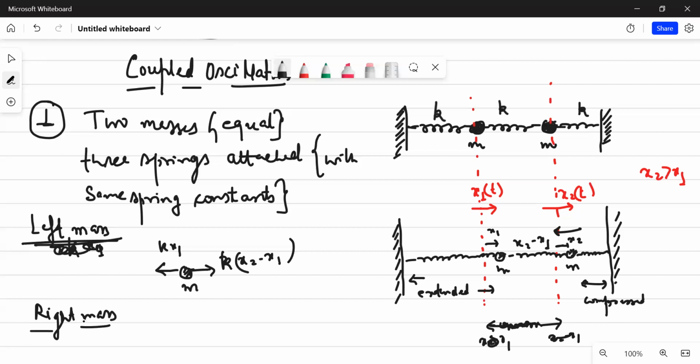What about the right mass? On the right mass, it is getting pushed by this. This will be like minus kx2, because this particular spring is getting compressed. Okay, and the second one, if x2 is greater than x1, what will happen? It is pushing in this direction. So again, in this direction, it will have this k(x2 minus x1). Is that clear or not clear?